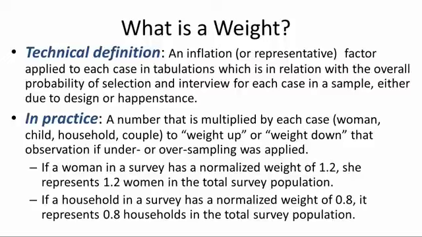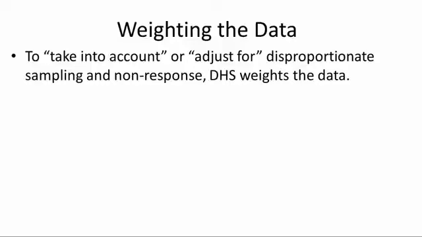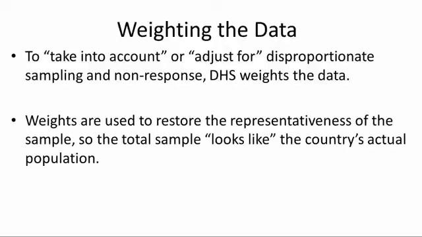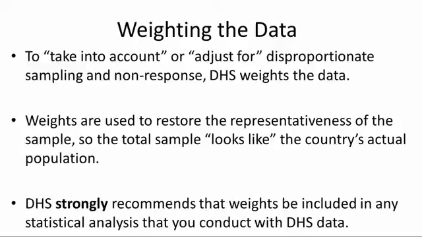If a household in a survey has a normalized weight of 0.8, it would represent 0.8 households in the total survey population. To take into account or adjust for disproportionate sampling and non-response, DHS weights the data. Weights are used to restore the representativeness of the sample so the total sample looks like the country's actual population. As standard practice, DHS always uses weights when performing statistical analysis, and we strongly recommend that weights be included in any statistical analysis that you conduct with DHS data.